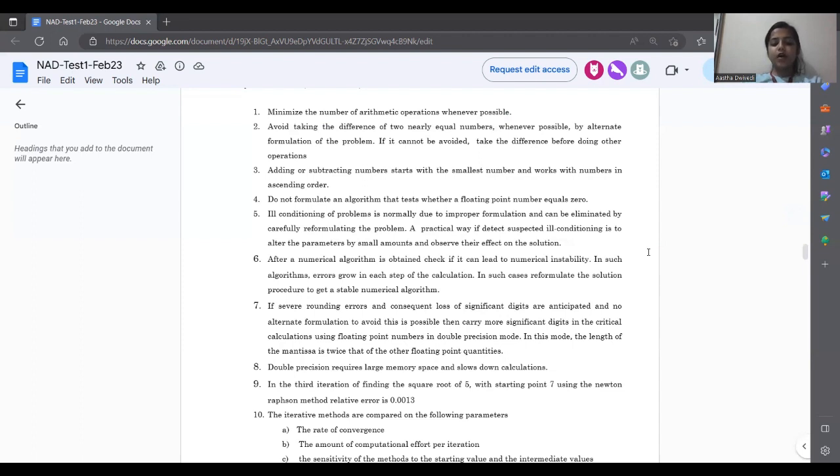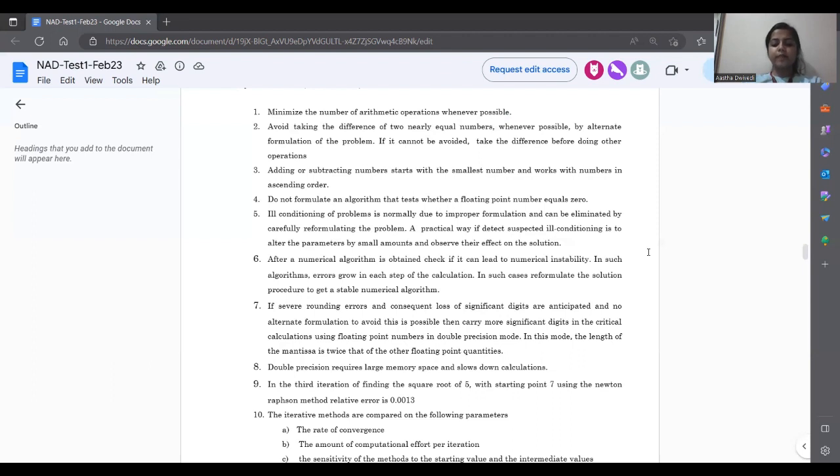Ill conditioning of a problem can be due to improper formulation, but it can also be due to the nature of the problem itself. Ill conditioning means that a small change in the input or parameter of the problem can lead to large changes in the output or solution. This makes the problem difficult to solve accurately and can lead to numeric instability.